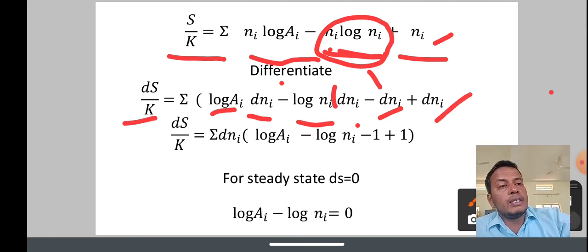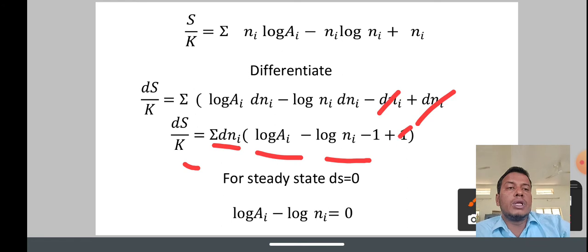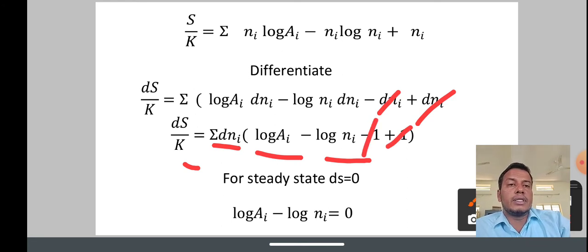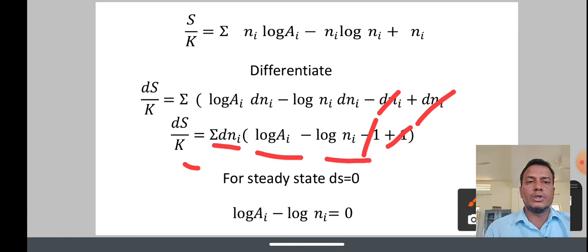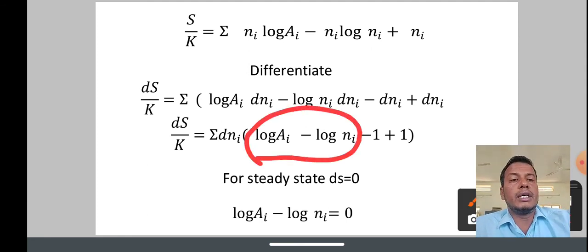After simplifying, we see dS equals, after taking dN_i common out of this, what remains is log A_i minus log N_i, with dN_i. For the steady state dS is 0, there is no change in the entropy, so entropy is constant. Just these two terms remain, that is log A_i minus log N_i equal to 0.